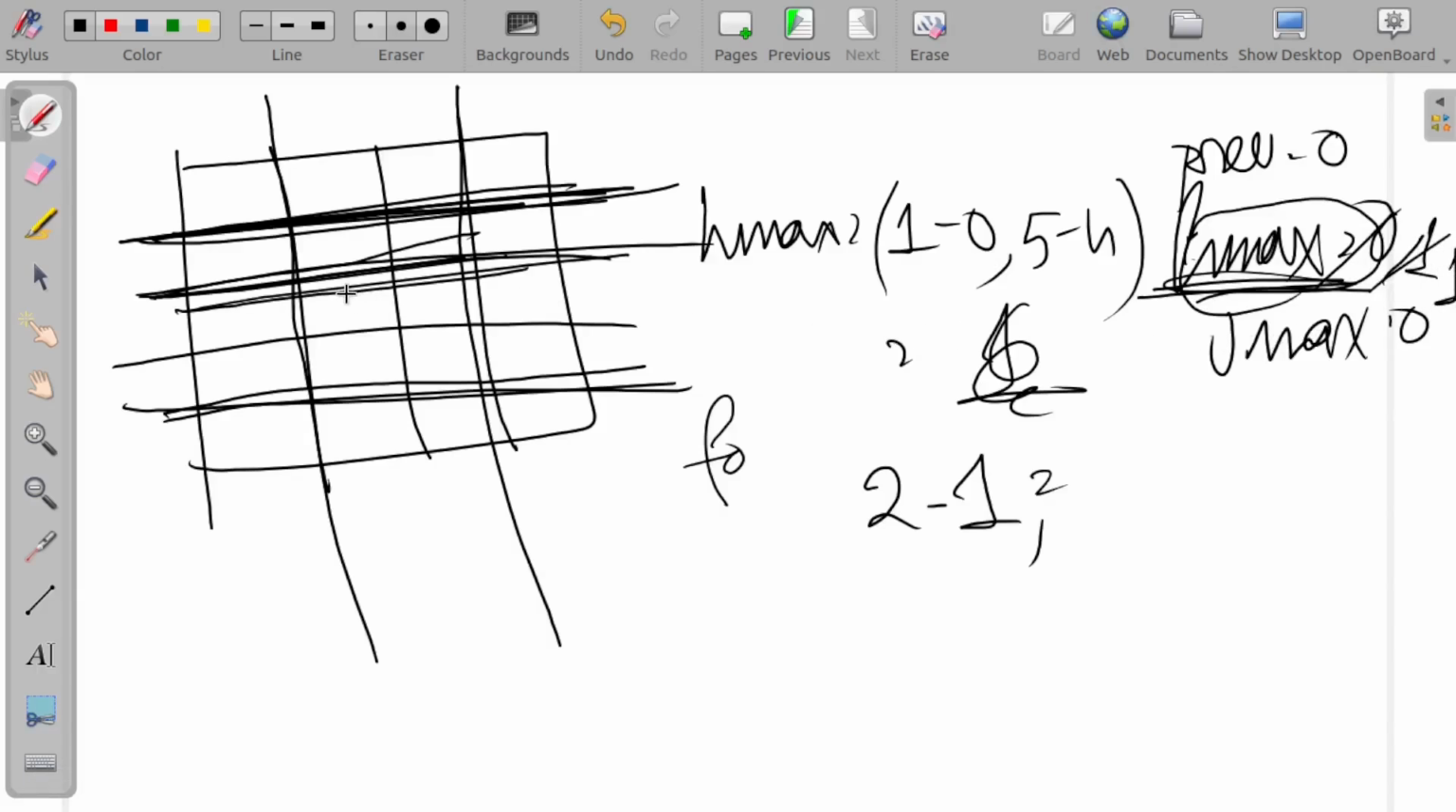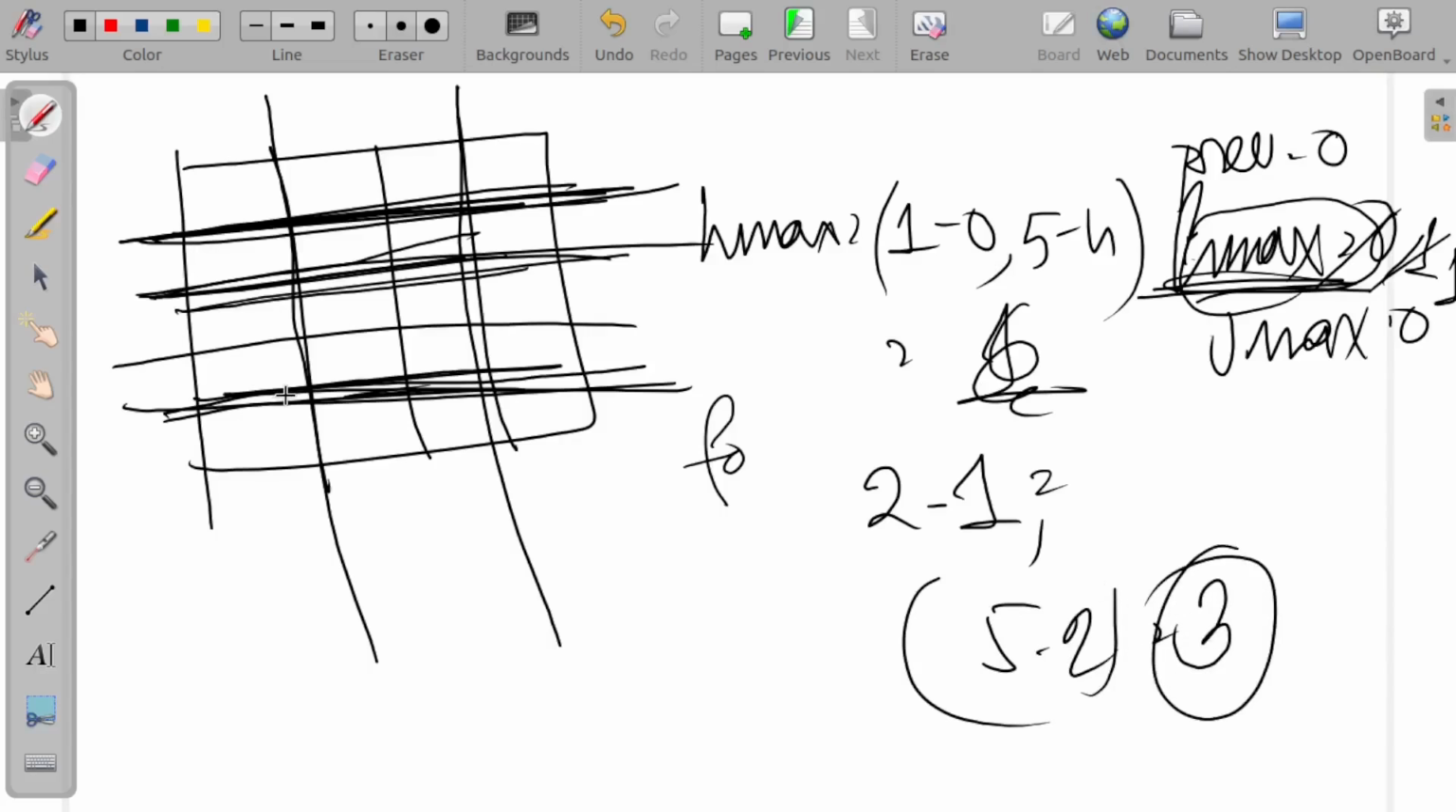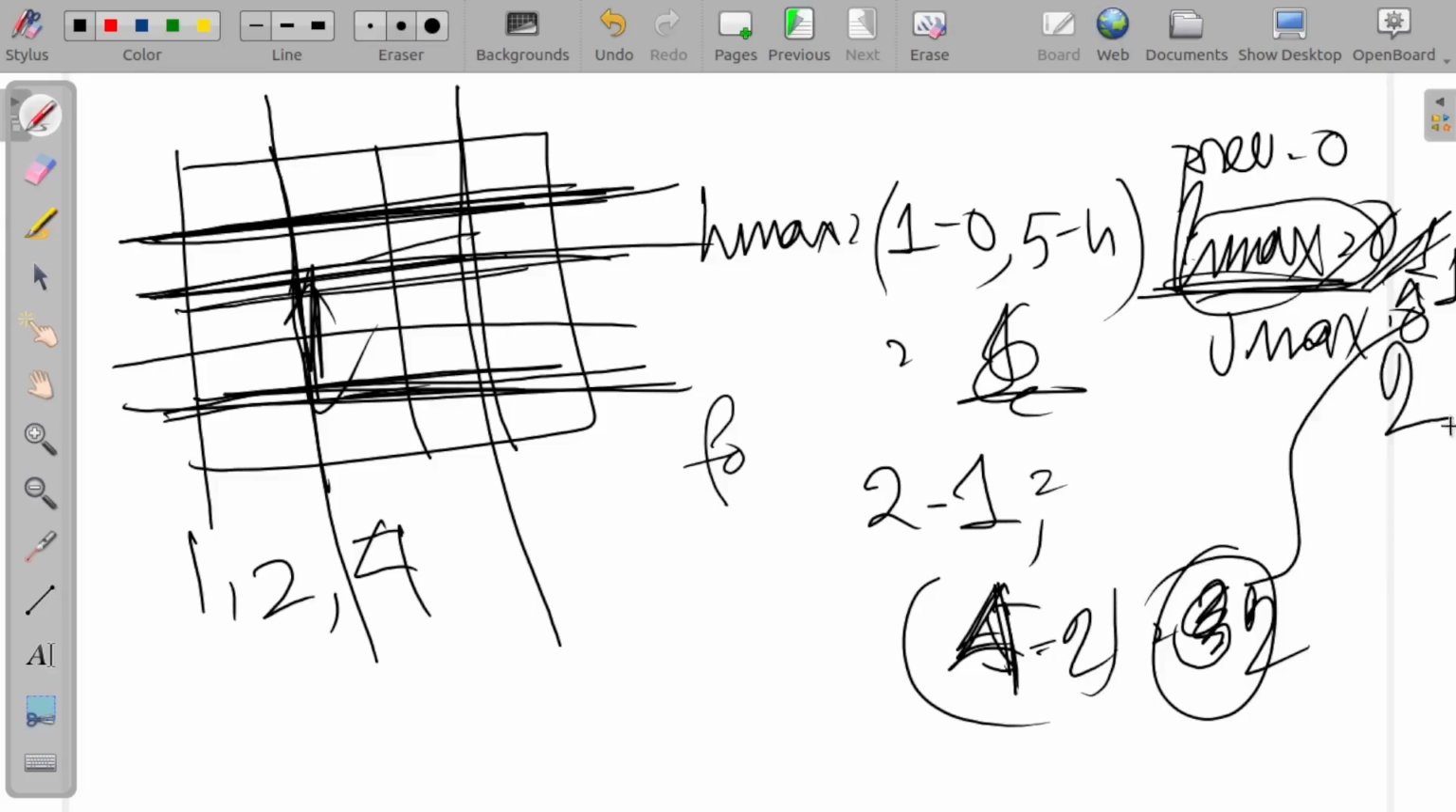After that I will check that part. So 5 minus 2, what is the max length? Sorry, 4, not 5, so 4 minus 2 is equal to 2. That is the difference, so it is updated from 1 to 2. So I found my max height there.